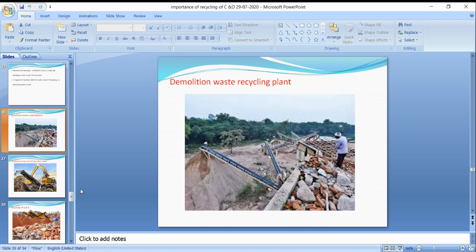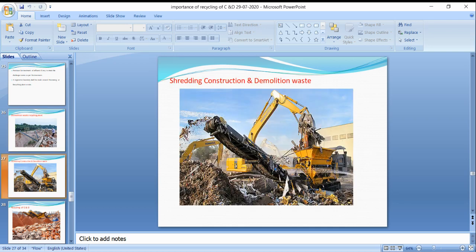Here some of the pictures are there where it was demolishing of the waste, and that demolition waste is being reused. That recycling process is going on here, segregating the concrete. Here we can see the steel, and here the other waste. These are the waste which are sent to the recycling plant, and it is how it was segregated here.